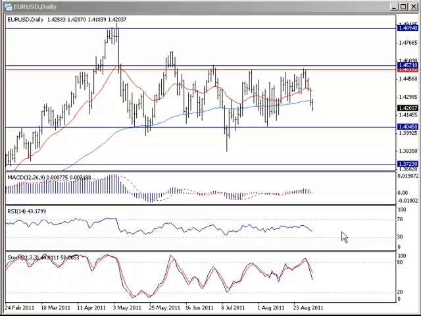In today's video I'm going to use the current example of the forex market, the Euro USD rate, actually the Euro dollar market, to discuss with you the topic of how I put protective stops on my positions. This is the daily chart of Euro dollar.